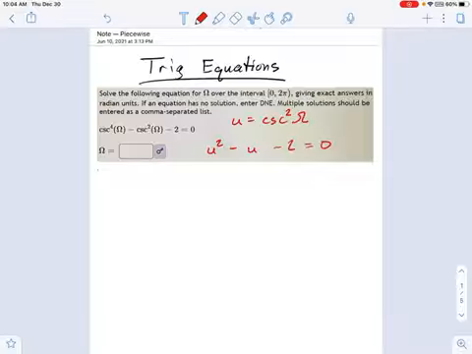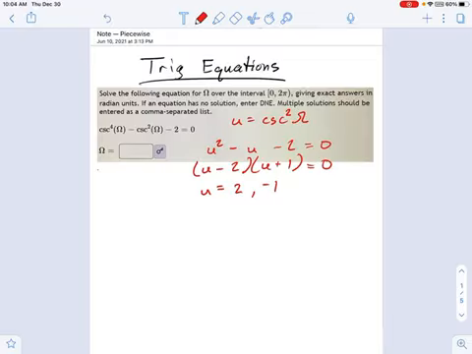And that looks quite nice. We can factor this easily. This becomes U minus 2 times U plus 1 equals 0. Okay, and double check your factoring, make sure that's okay. So now we can move on and say what our solutions are. U equals 2 and negative 1.